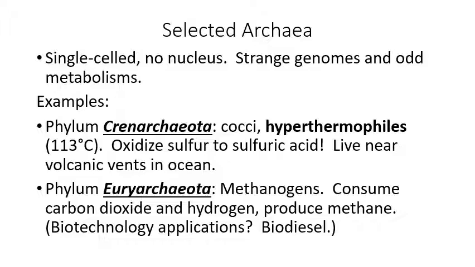Okay, two examples. The phylum Crenarchaeata, these are cocci that are hyperthermophiles. So they live in ambient temperatures of around 100 degrees, and they oxidize sulfur and convert it to sulfuric acid. So where do you find these things? You find them growing near volcanic vents in the ocean or in hot springs, right?